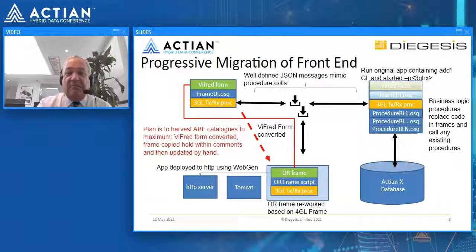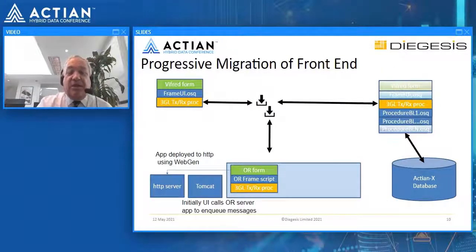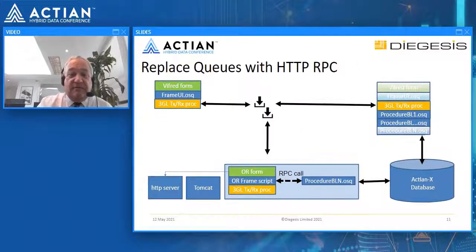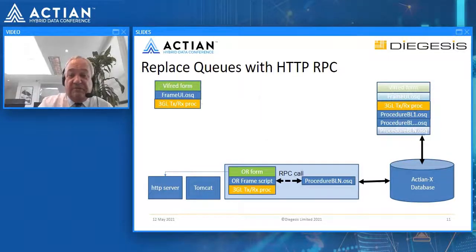And just a couple of bits and pieces here, just annotating some of these connections. So once we've done that, now we can start to move this business logic out here into our OpenROAD application. And we can replace our queues with an HTTP RPC.